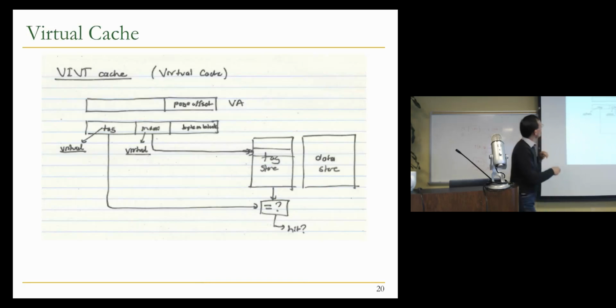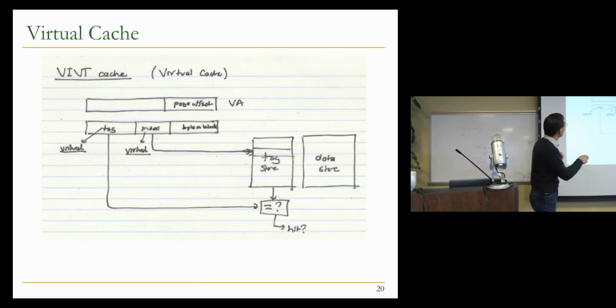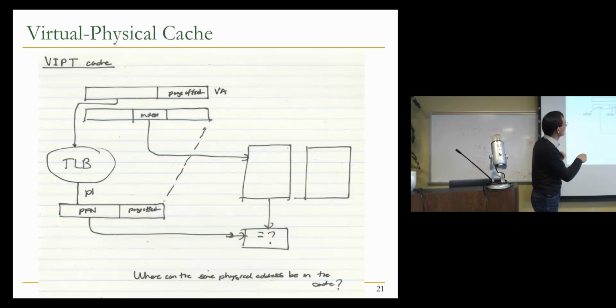Okay. Virtually indexed, virtually tagged. Well, in this case, you just take the virtual address, and TLB happens after the cache access. I'm not showing it over here. Both the index and the tag are virtual.